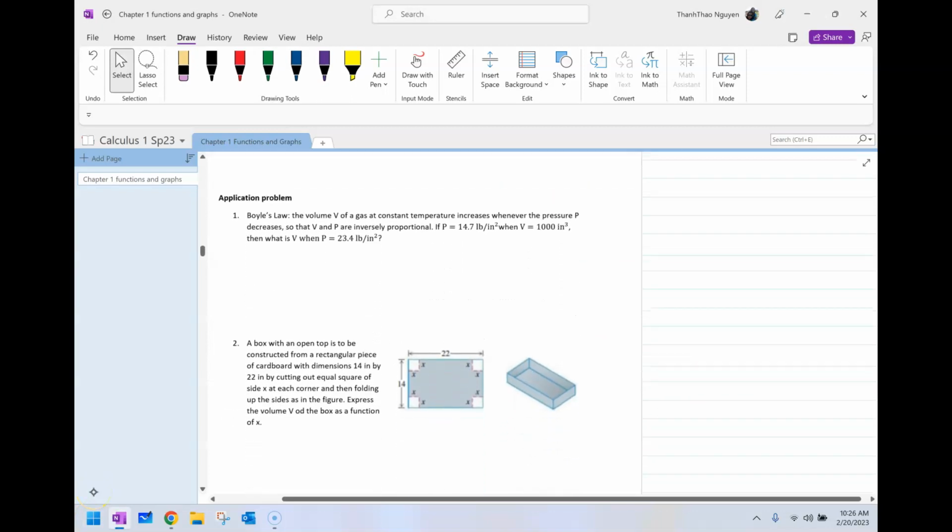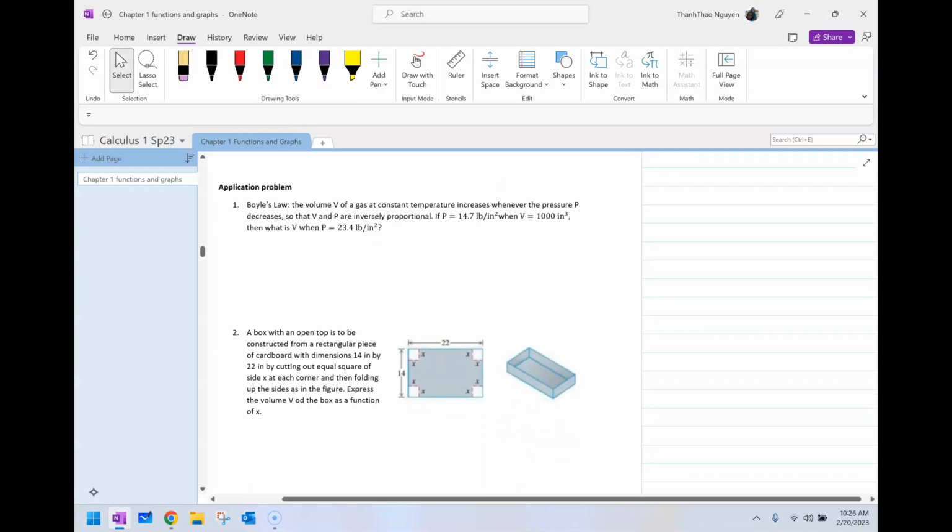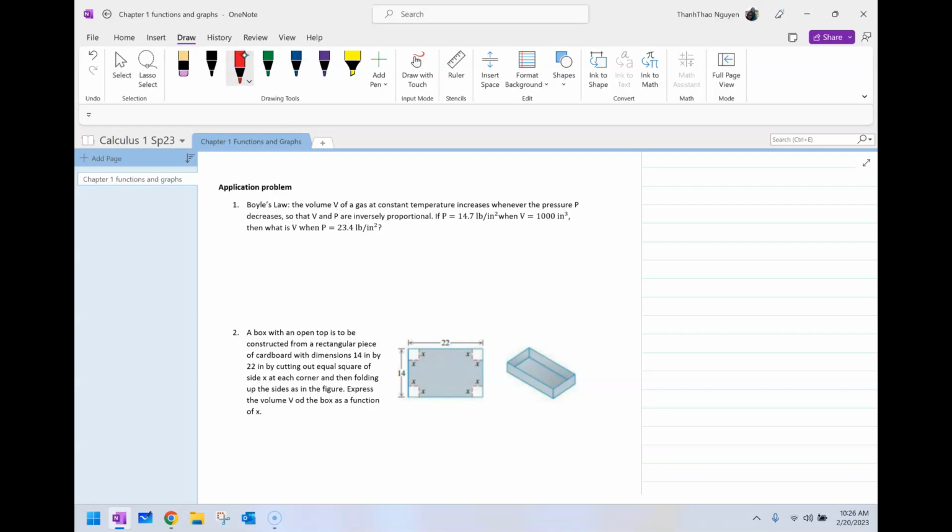Let's take a look at an application problem. Boyle's law: the volume V of a gas at constant temperature increases whenever the pressure P decreases, so that V and P are inversely proportional. So when we're talking about inversely proportional, V equals K times 1 divided by P. If P equals 14.7 pounds per inch squared, then V equals 1000 inches cubed. Then what is V when P equals 23.4 pounds per inch squared?